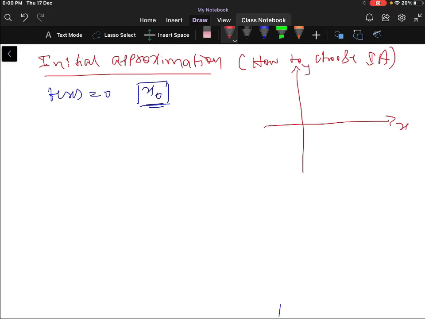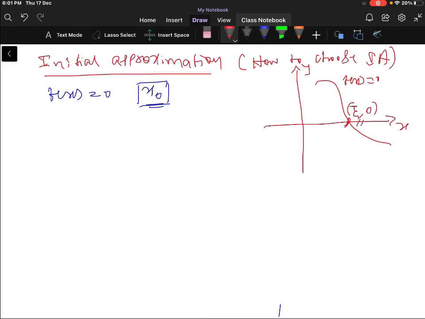The horizontal line is the x-axis, and the vertical line is the y-axis. The curve crosses the x-axis at this point, where f of x is 0. So take a point xi, and f of xi is equal to 0. This is the point xi comma 0. Therefore, xi is the exact root of the equation f of x is equal to 0.